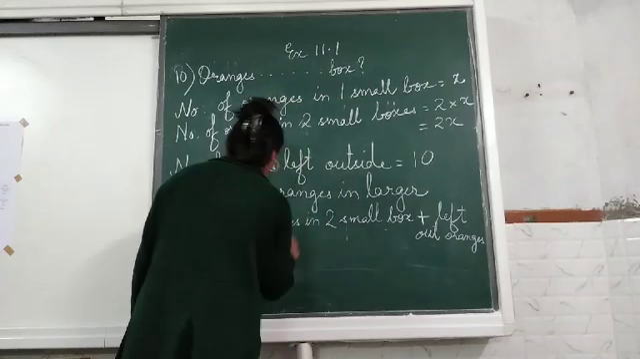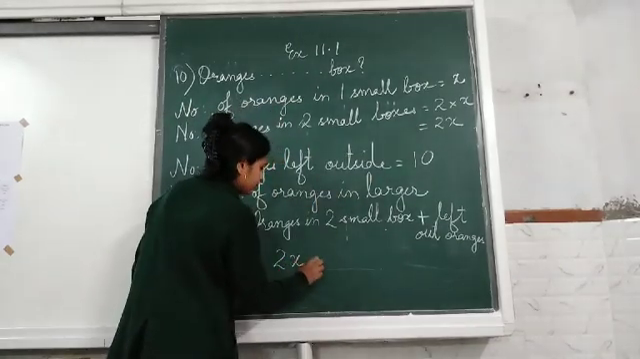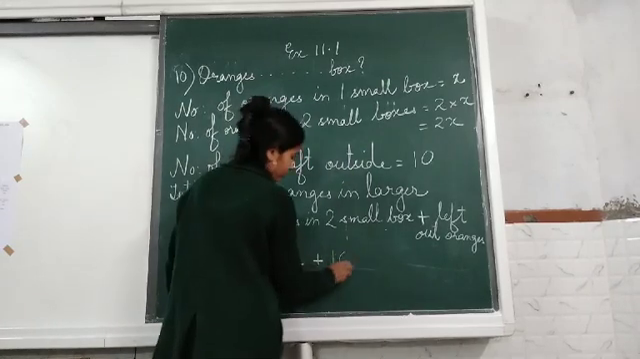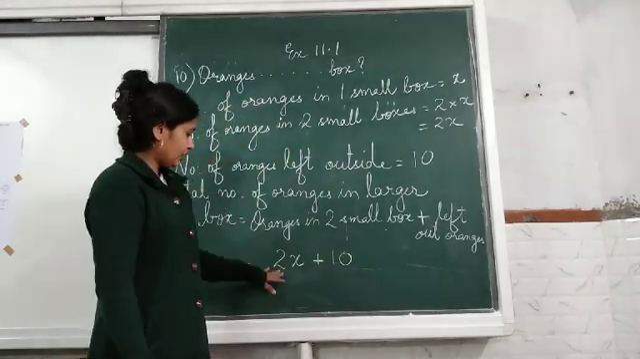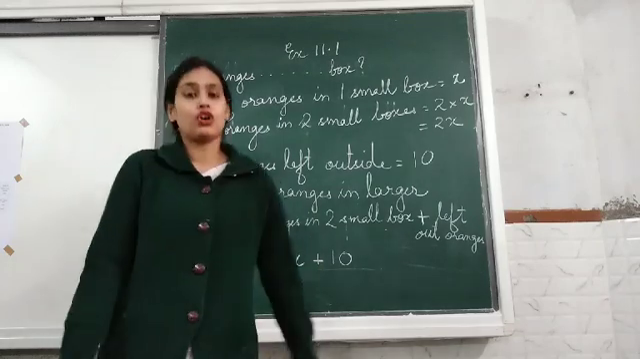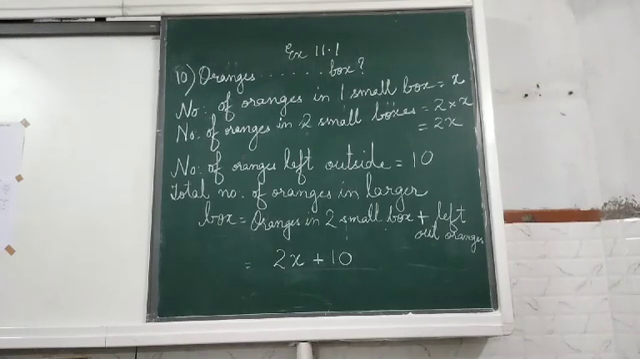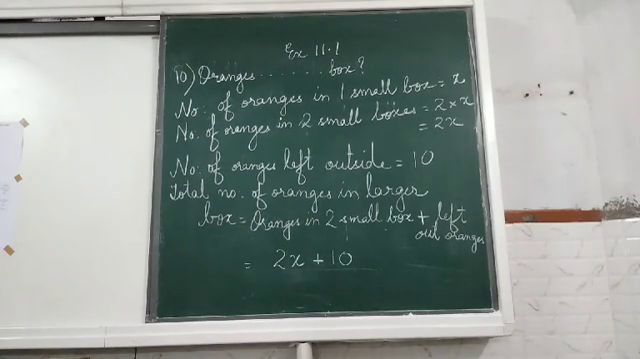Which is equal to 2 small boxes, how much? 2x. And left out is how much? 10. So, what is your answer? 2x plus 10. So, this completes your question number 10. Now, we start with question number 11.